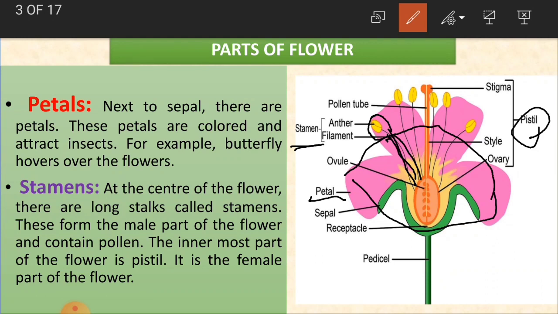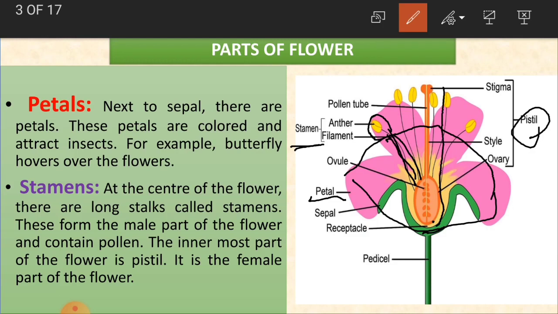So if this is the bud, in the bud it starts from here, and this part, totally this red color part, no children, this red color part, is completely known as pistil. The innermost part of the flower is pistil. It is the female part of the flower.